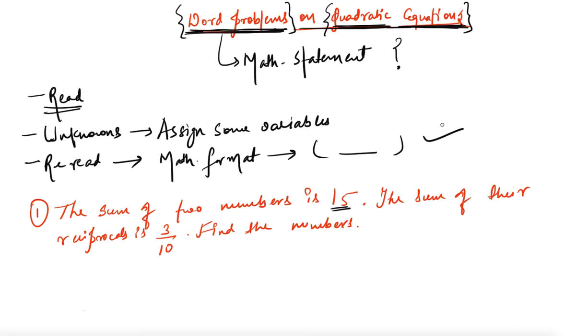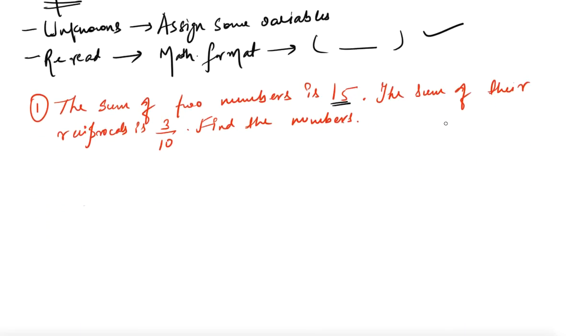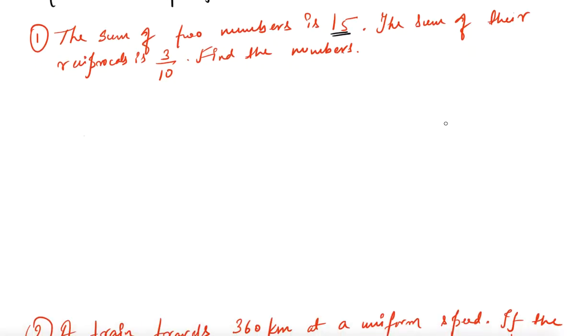So in this video I'll give you a few questions, and then I'll tell you how to approach such questions, so that you can get your quadratic equation and solve it further. First example, let us see this question. It is given that the sum of two numbers is 15 and the sum of their reciprocals is 3 by 10. Find the numbers. As I told you, first of all assign the unknowns as variables. Here the unknowns are the two numbers. Let us say that the numbers are x and y.